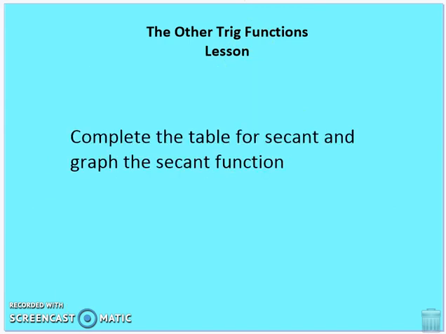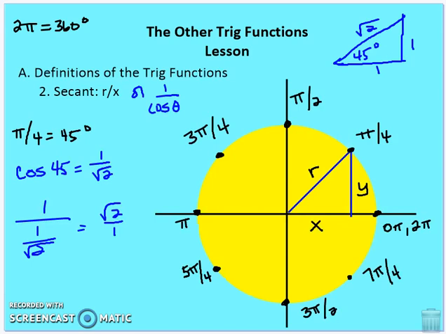Okay, so we're going to go through the secant values. Secant is r over x. I know, again, this is a busy table. I'm going to look at my values for secant at pi fourths, 3 pi fourths, 5 pi fourths, and 7 pi fourths. I know that cosine of 45 degrees is 1 over root 2. I'm sorry, the secant is going to be 1 over that value, which is root 2 over 1.